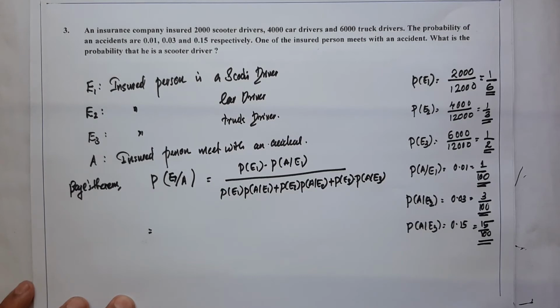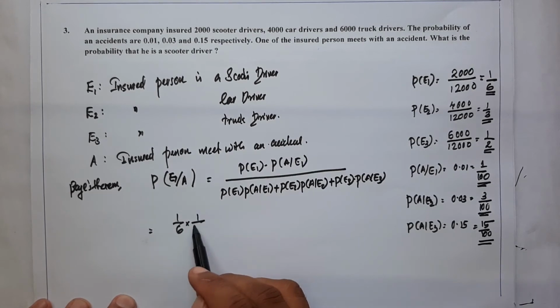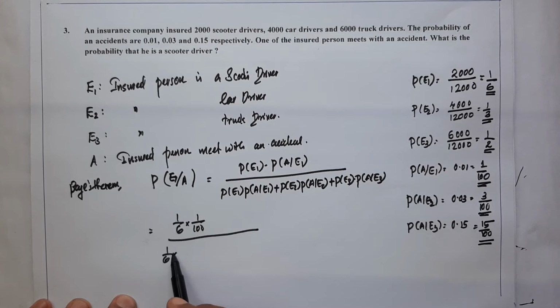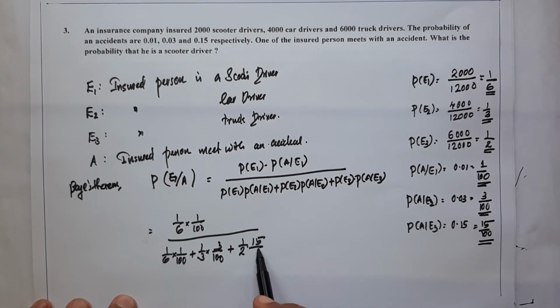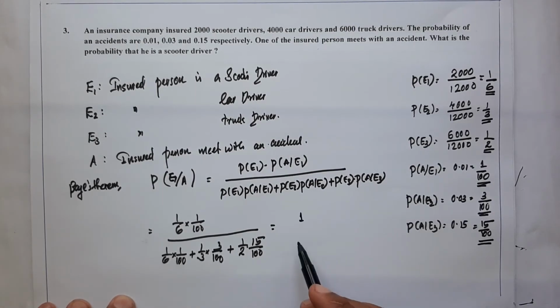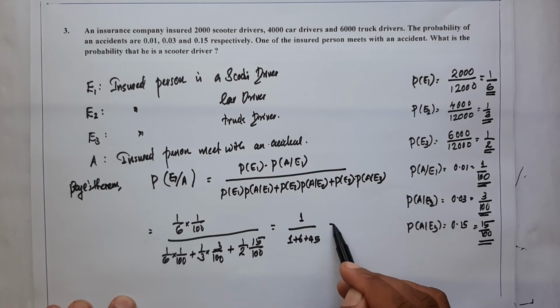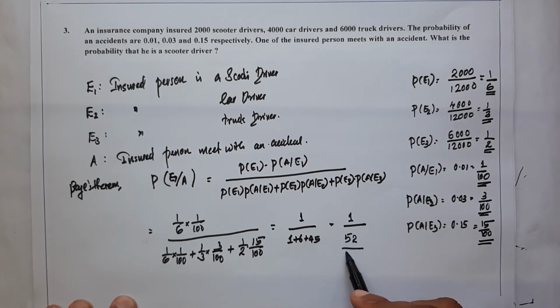Now substitute the values into the formula. P of E1 is 1 by 6 into P of A given E1, that is 1 by 100, the whole divided by 1 by 6 into 1 by 100 plus P of E2, 1 by 3, into P of A given E2, 3 divided by 100, plus P of E3, that is 1 by 2, into 15 divided by 100. Here 100 is common in numerator and denominator and cancels. Then simplifying, we get 1 divided by 1 plus 6 plus 45, that is 1 divided by 52. That's the answer.